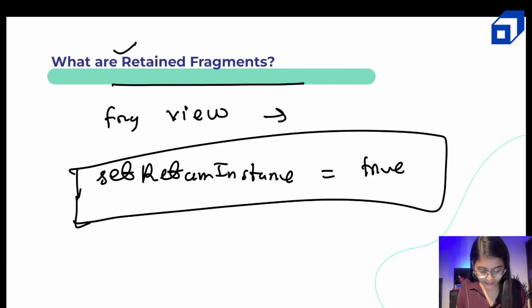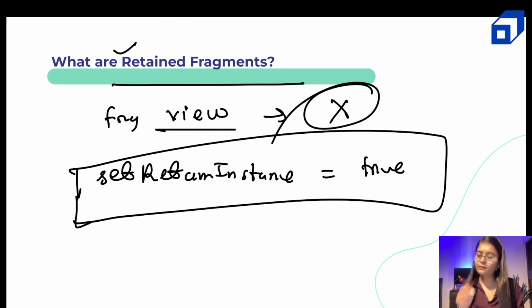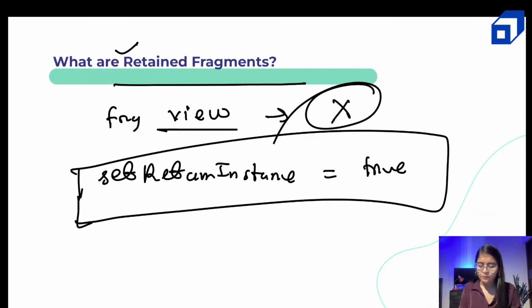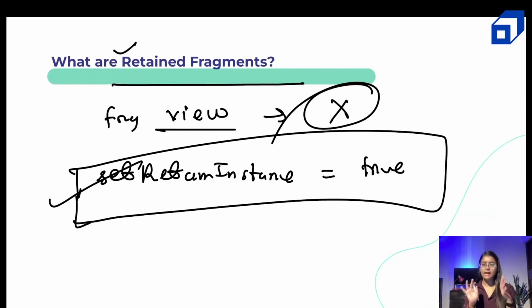Why? Because it is taking advantage of the fact that a fragment's view can be destroyed as well as recreated without having to destroy the complete fragment. Okay, so for retained fragments, you can recall this with the help of the word retain only. It is trying to retain something. Even if you change the orientation and do stuff, it will retain the information if you set this parameter, set retain instance, as true.